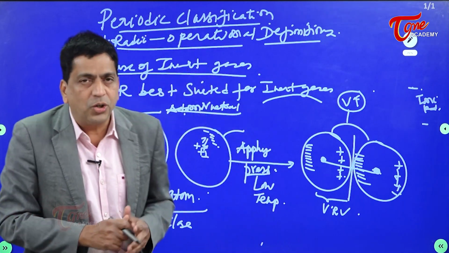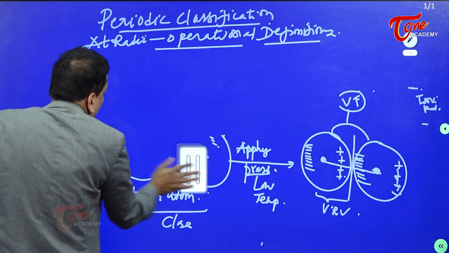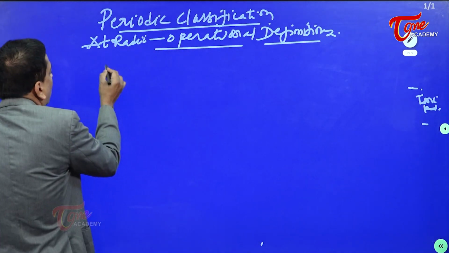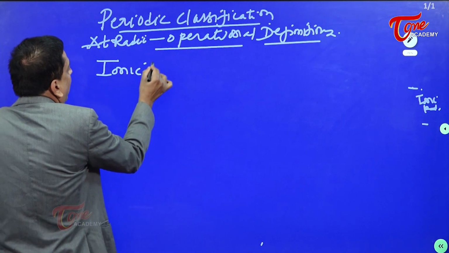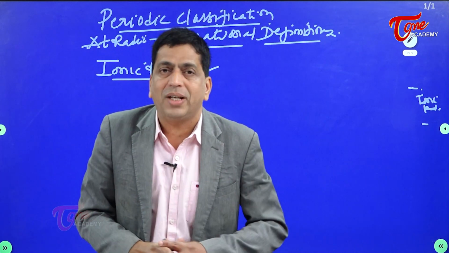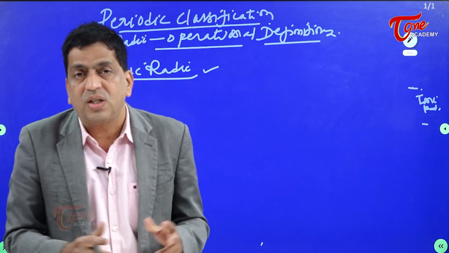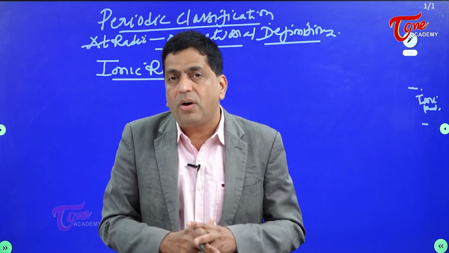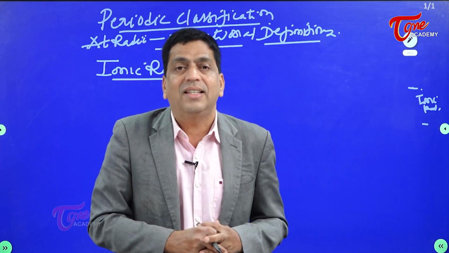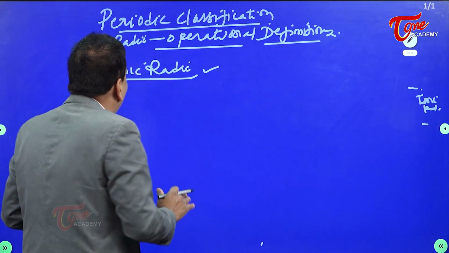Now coming to the third radius, we go for ions, where we have ionic radii. Now look into the third category, that is ionic radii. Why ionic radii? Because, as I said, the basis for giving four operational definitions is the nature of bonding, and one of the bondings is electrostatic force. That is what we call an ionic force, and this is applicable only for those participating in ionic bonding.